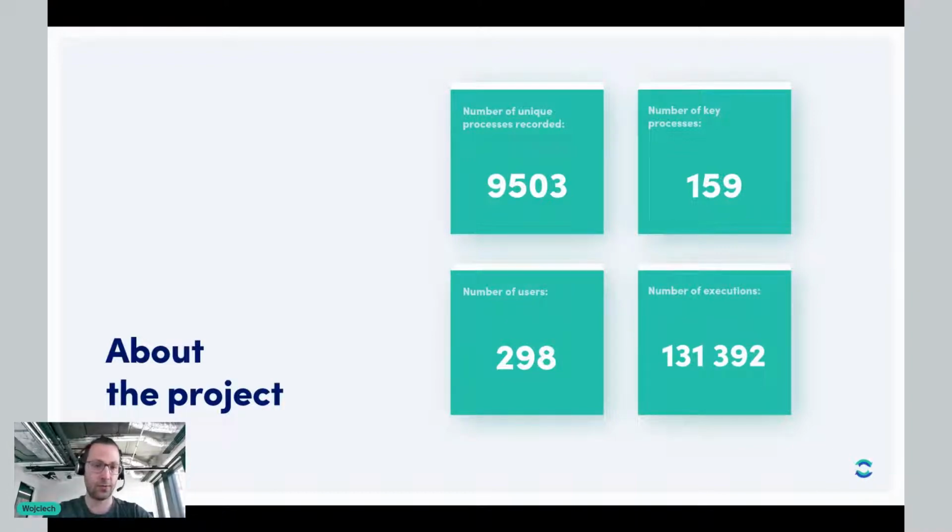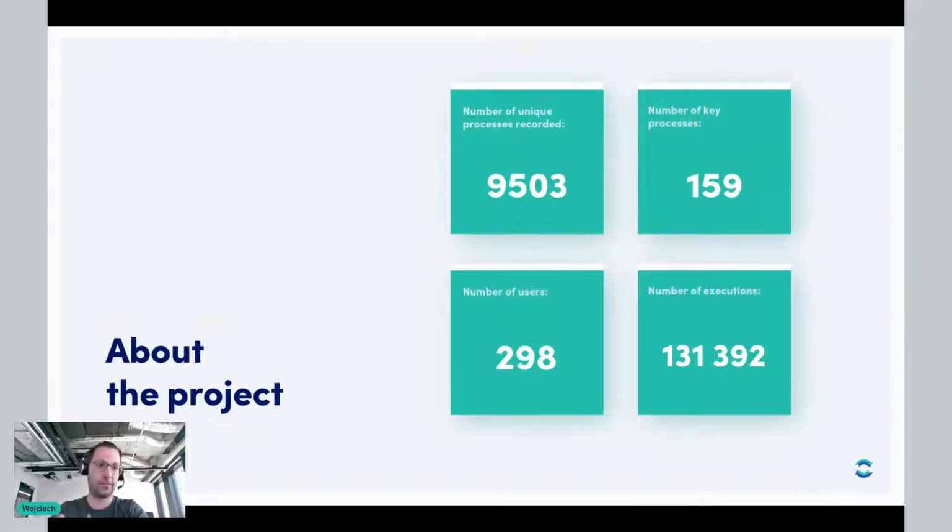You can see here that almost 300 users were identified. They perform more than 9,000 different processes, of which 159 were key processes. Remember, a second ago I presented this table in the tool, with the various processes and number of executions. So when we say key processes, we mean those heavy processes that are performed very often, and they have many steps and take a long time to perform.